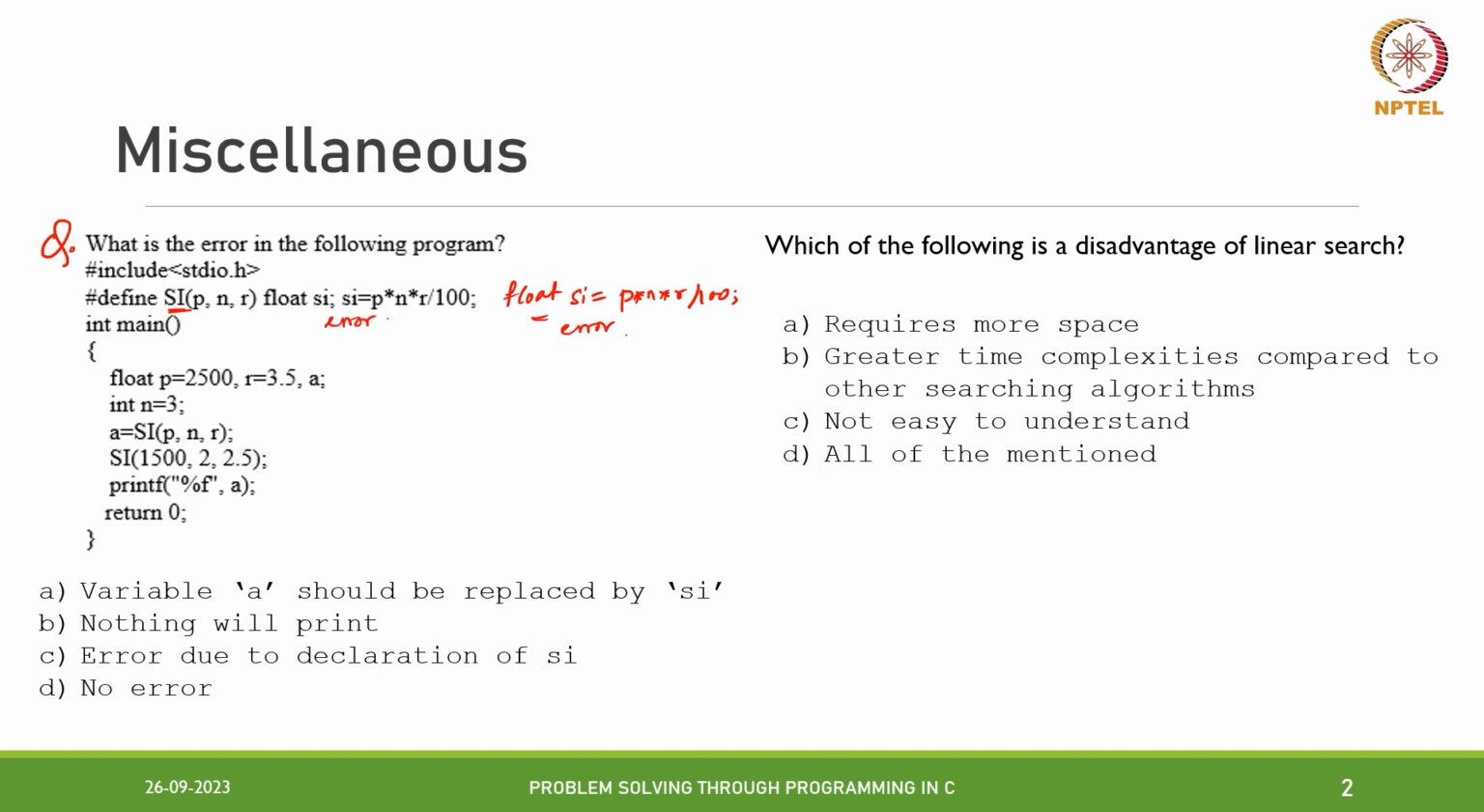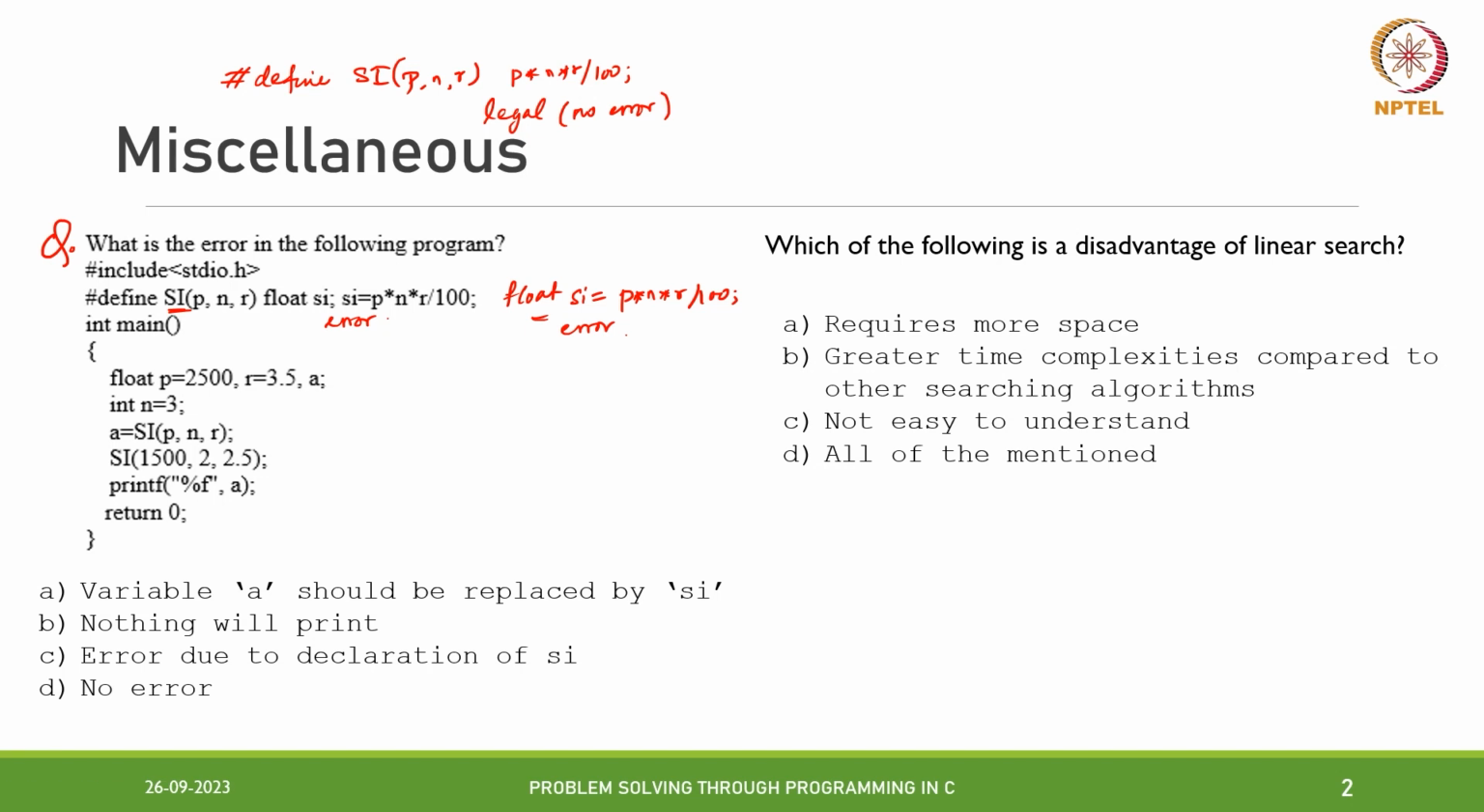Now what if I write simply this: define Si P comma N comma R, P into N into R by 100. What if I write just this much? Can you try this out? So this will be a legal expression. This is no error. Basically we just wrote the return value instead of writing the float.